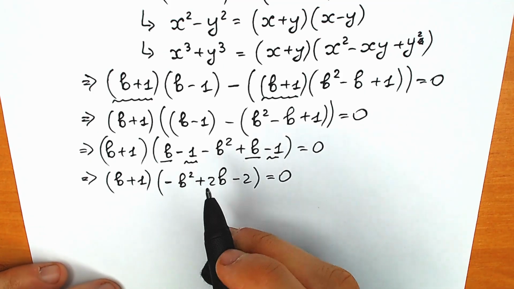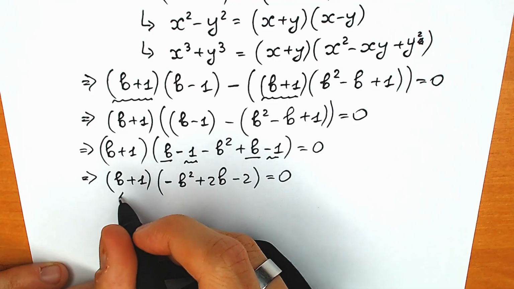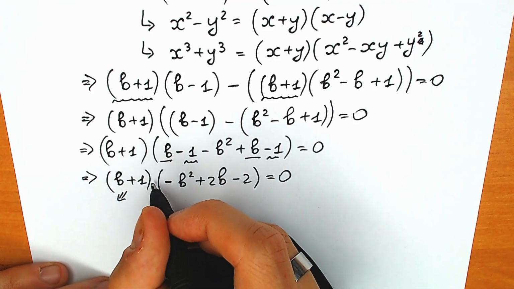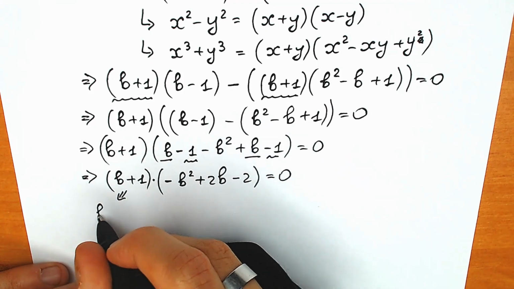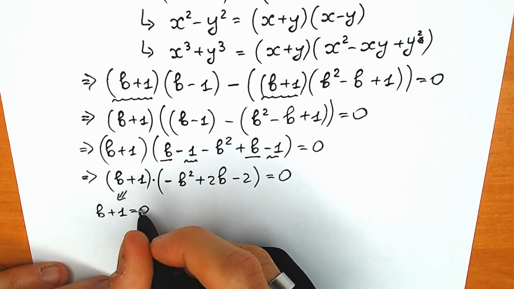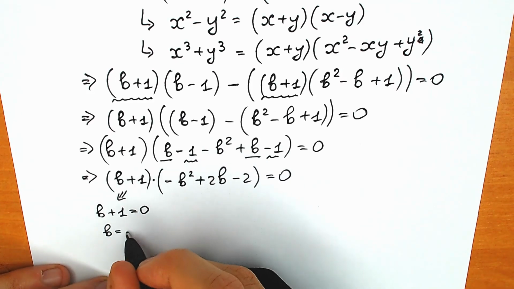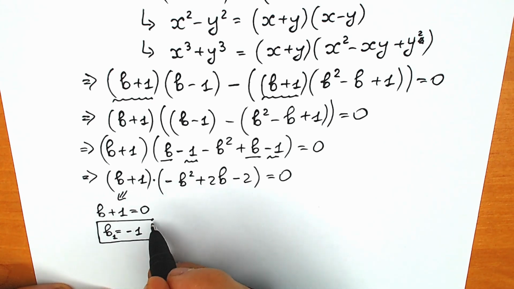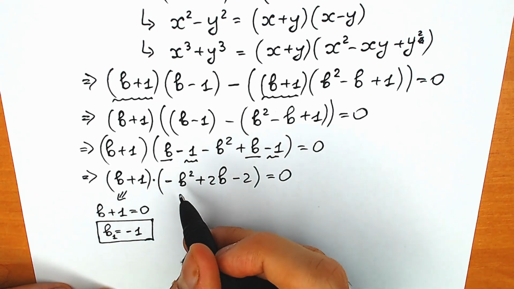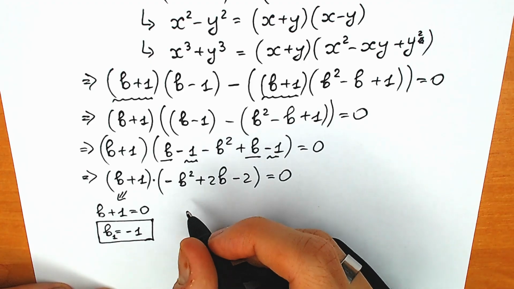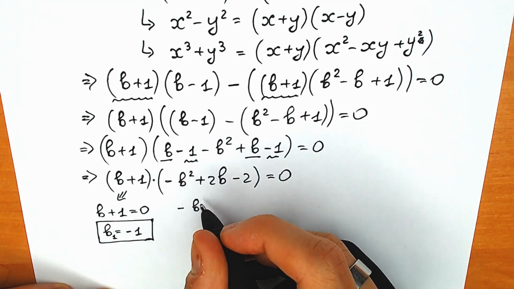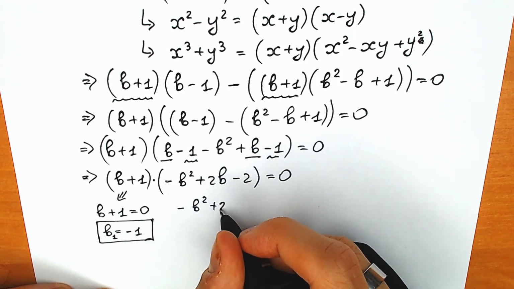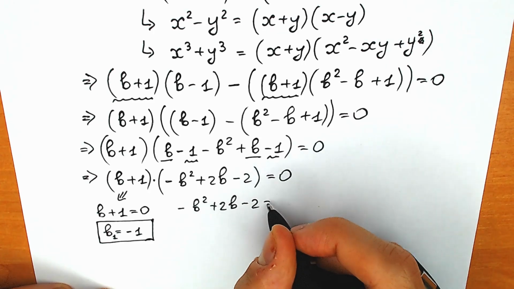Really great. Right now, a product equals 0 when the first parenthesis equals 0 or the second parenthesis equals 0, okay? So let's start, for example, with the left side of this multiplication sign, yeah? So b plus 1 equal to 0, this is a basic equation, so b equal to minus 1. This is our first, so I'm going to underline that this is b first, and right now the second part. So we have a quadratic equation, so minus b squared plus 2b and minus 2 equal to 0.